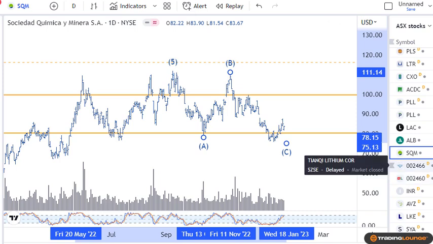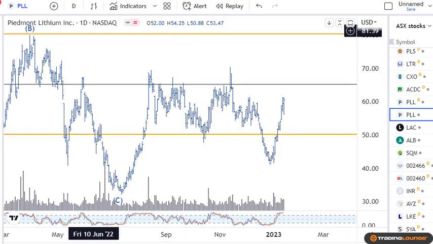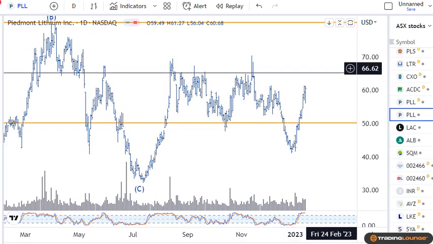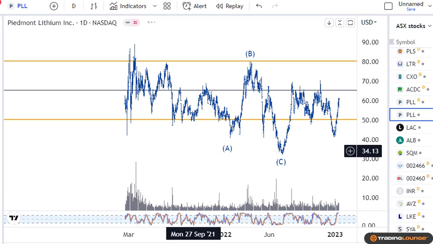And this one here, which is a NASDAQ one. So this one to me is a little bit like uranium.